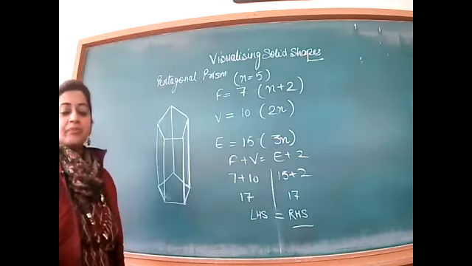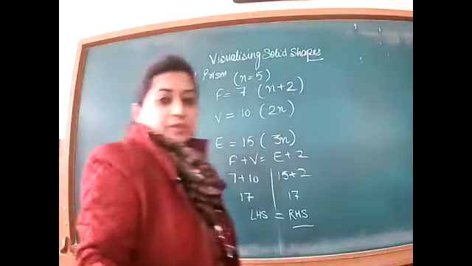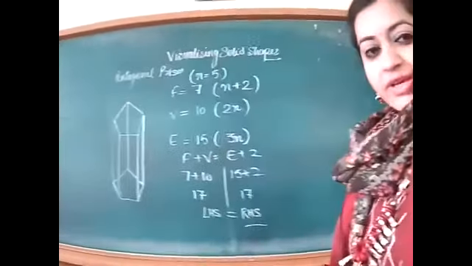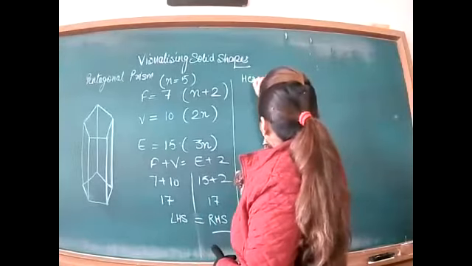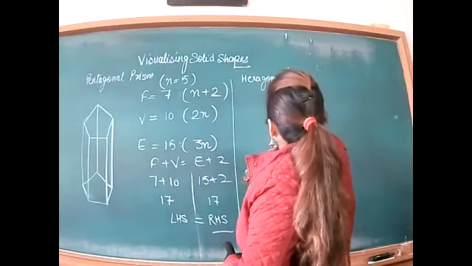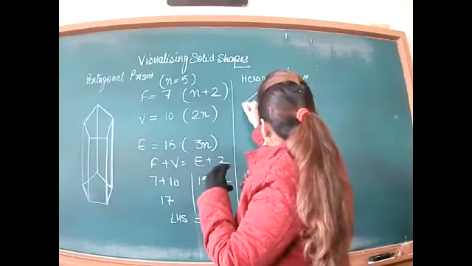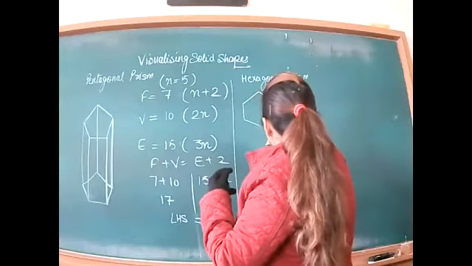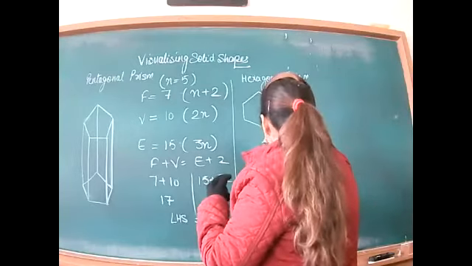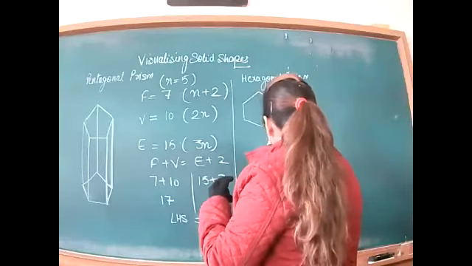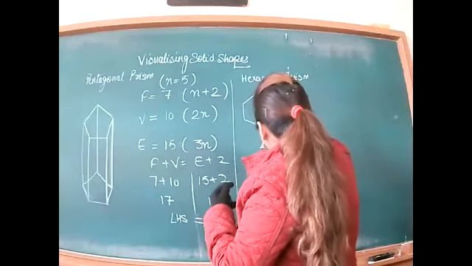In the same manner, you can draw hexagonal prism also if you want. Hexagonal prism we can make here. What you will do? You will make one hexagon here. Actually, it should be similar, so make it small so that it looks exactly same as this. Now you can join the sides.